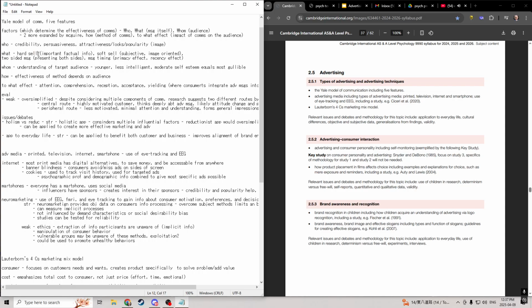Is it a hard sell message using important factual info? Is it a soft sell message using subjective wording, image oriented, kind of working on the consumer's image? Is it a two-sided message presenting both sides, and also what's going on with the message timing? Is it being affected by any sort of primacy effect or recency effect? Primacy being that it's the first thing you saw, recency meaning that it's the most recent thing that you saw.